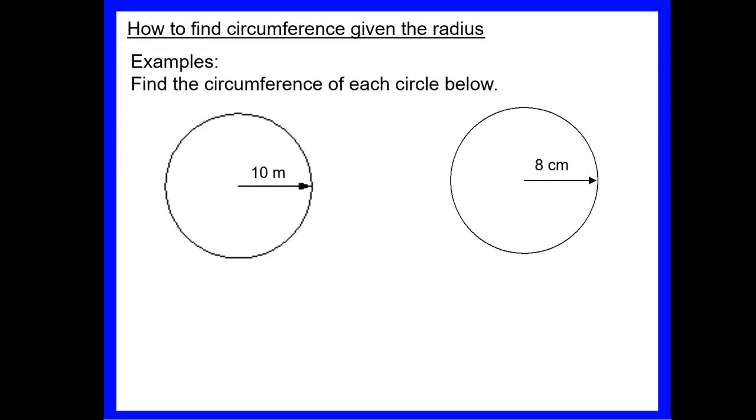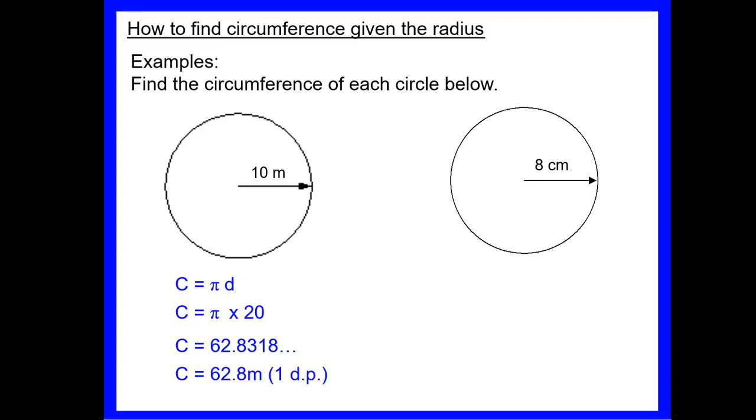So our first one then, we're told the radius is 10. Our formula says we want pi times diameter, so we need to do pi times 2 lots of the radius. That comes to 62.8318, etc. To 1 decimal place, 62.8 meters.